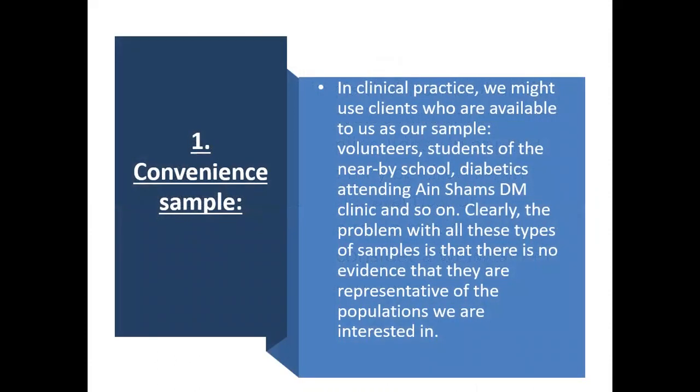Number 1, convenience sample, which is the ordinary, the easy sample for the research. In clinical practice, we might use clients who are available to us as our sample, like volunteers, students of the nearby school, diabetics attending Ain Shams diabetes mellitus clinics, and so on. Clearly, the problem with all these types of samples is that there is no evidence that they are representative of the population we are interested in. We just use the available samples.